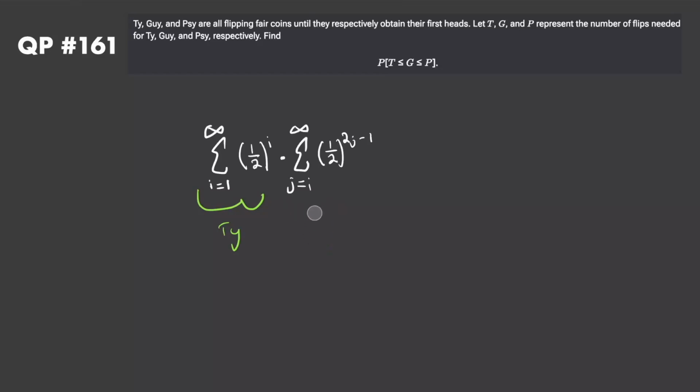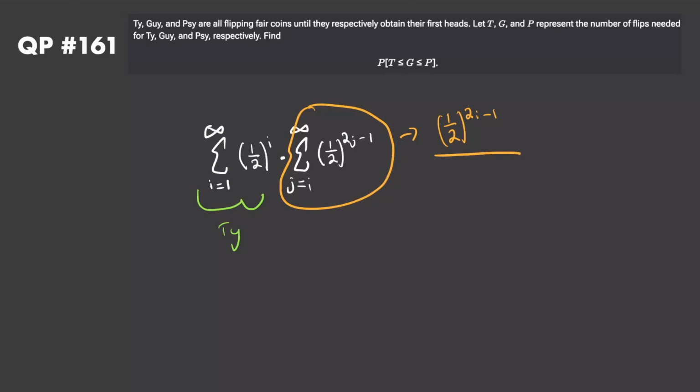And now let's evaluate this sum right here, which we also know how to do because of QP64. The formula for the infinite geometric series is we take our starting element. In this case, our starting element is when J is equal to I. So when we plug in I for J here, we get 1/2 to the power of 2I minus 1. That's the first term in that expansion. And then we take that over our common factor.